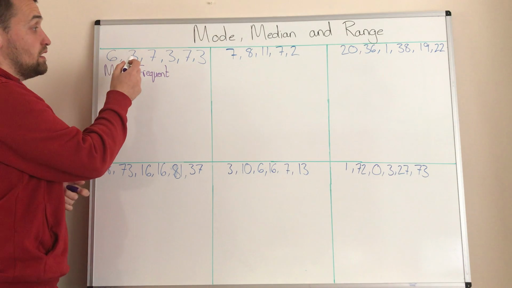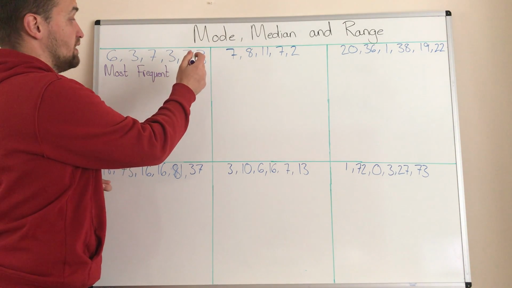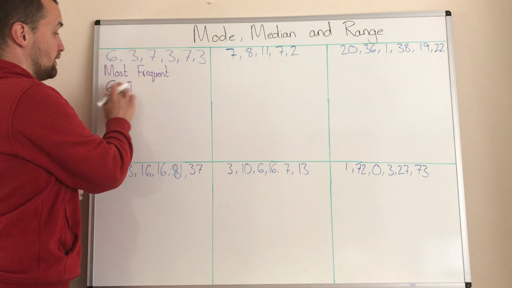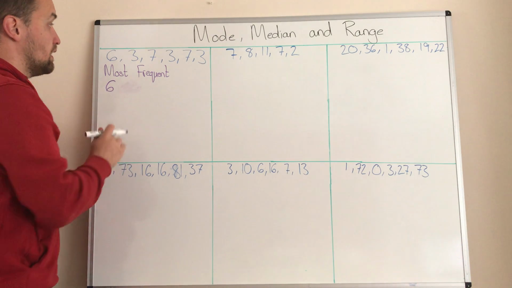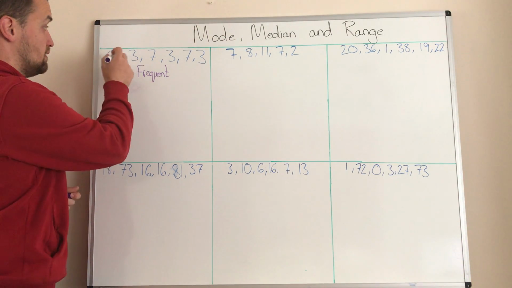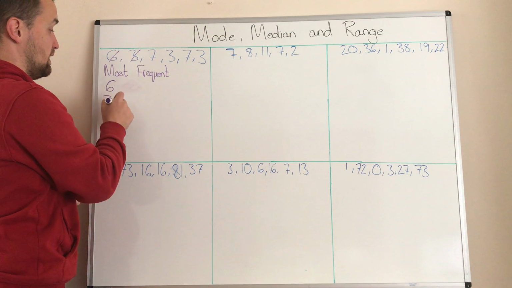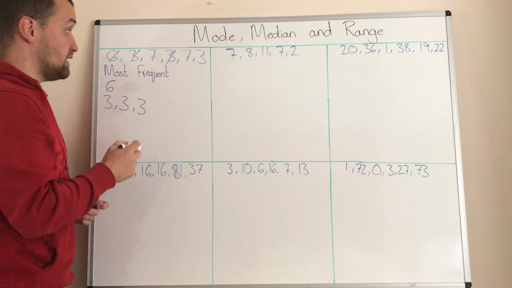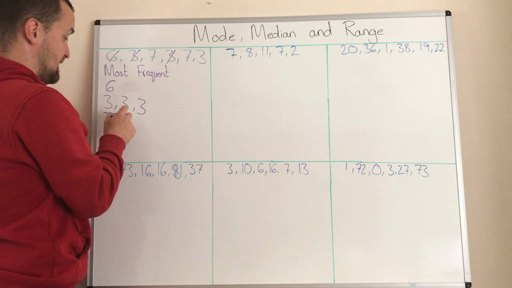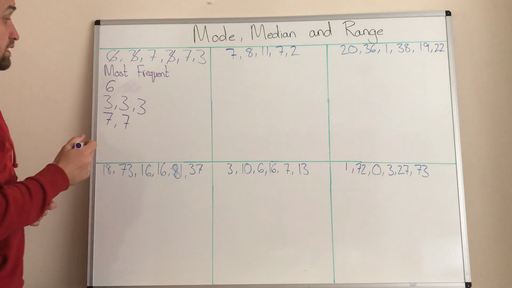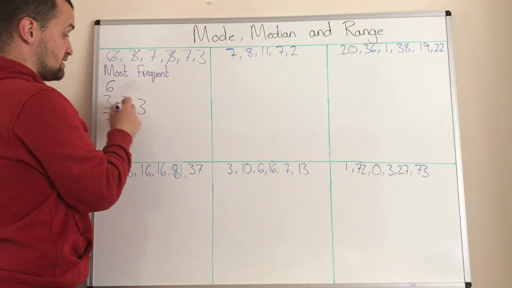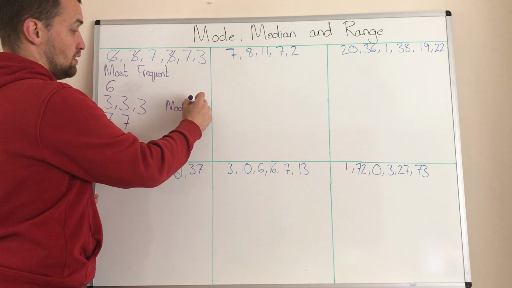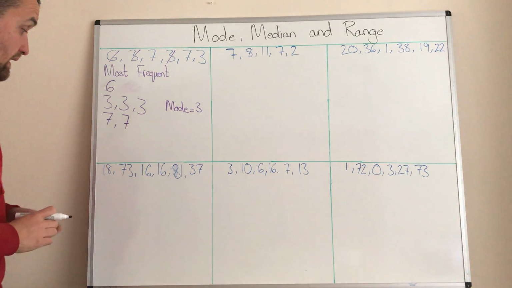So we've got 6, 3, 7, 3, 7, 3. For 6, we've got one lot of 6. For 3, there are 3: there's a 3 there, and there's a 3 there, so we have 3 3s. For 7, we have a 7 and a 7. So the number that appears the most frequent is 3. So our mode would be 3.